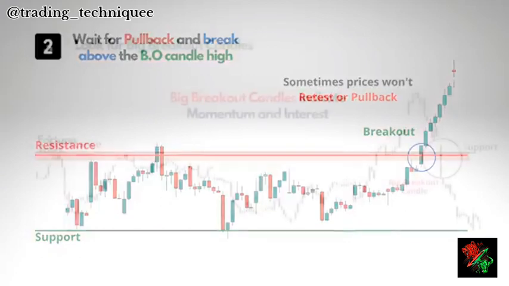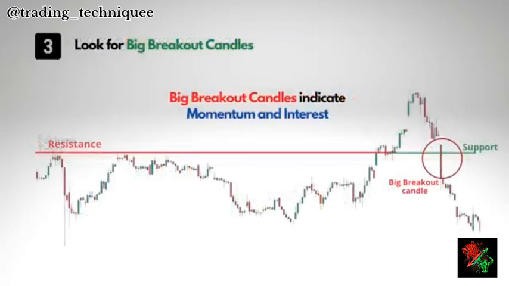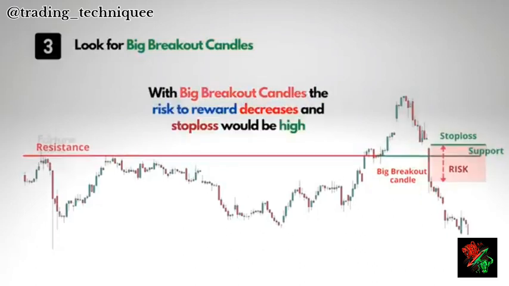Now the third point is to look for big candlesticks, which will indicate that there is momentum behind the breakout, and you have to check for large breakout volumes, which is higher than the previous volume. But on the downside, a very large candle means that you have potentially missed a hefty part of the move. So it can right away affect your risk to reward as well as the placement of your stop losses.